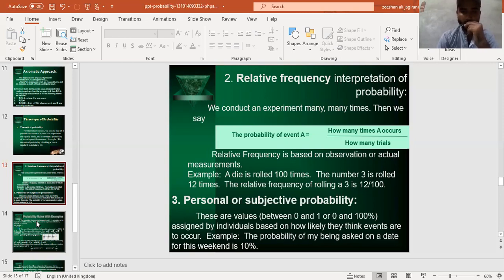The same formula is given. Number three, the personal or subjective probability. These are values between 0 and 1, or 0 and 100 percent, assigned by individuals based on how likely they think events are to occur. Example: the probability of my being asked on a date this weekend is 10%.